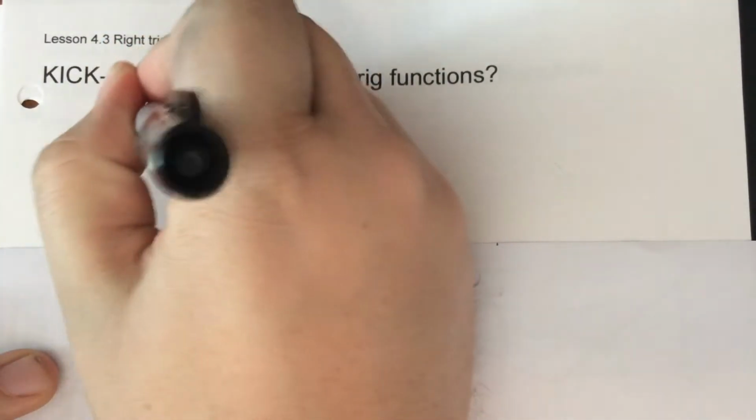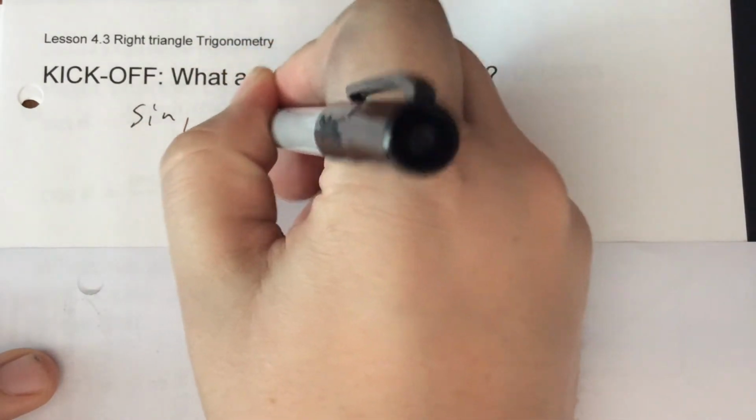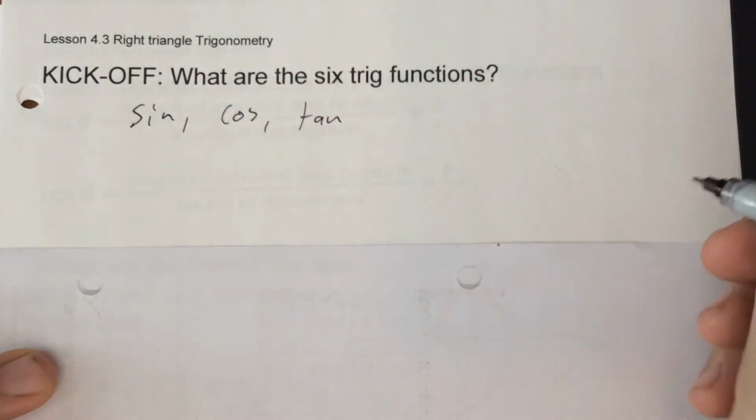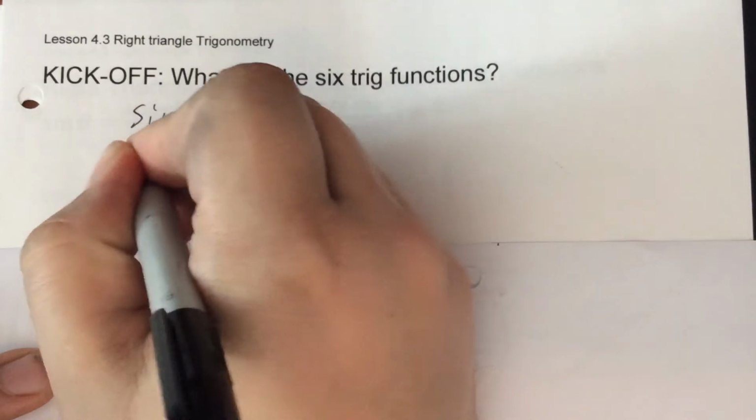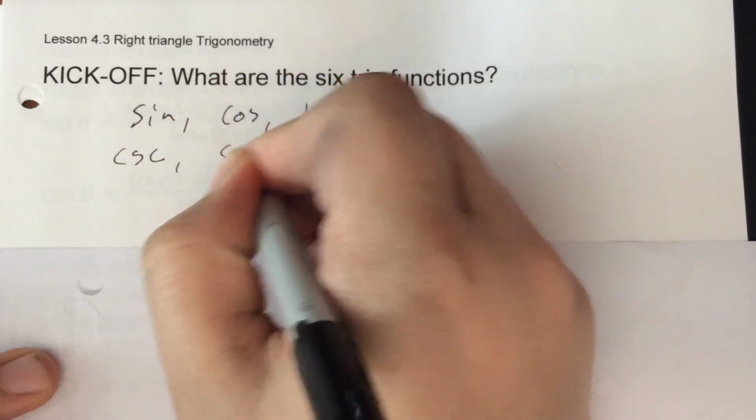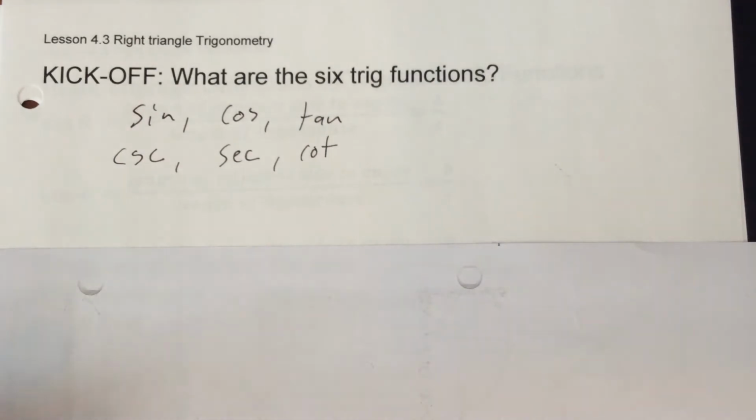Well, we have our sine, our cosine, our tangent, and then the 3 that go with it: cosecant, secant, and cotangent. So those are our 6.